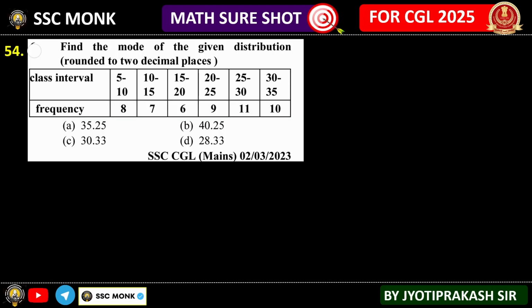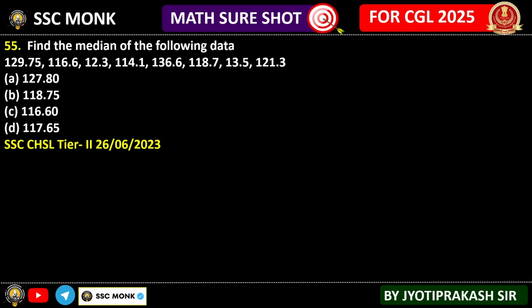Next, find the mode of the given distribution. See, I am not solving it because this is direct formula based. So whenever the concept will be associated, I will solve it. That's why I am not solving it. There is no other motive behind it. So this is a homework. Direct formula. Next, find the median. Same way, this is a homework for all of you.